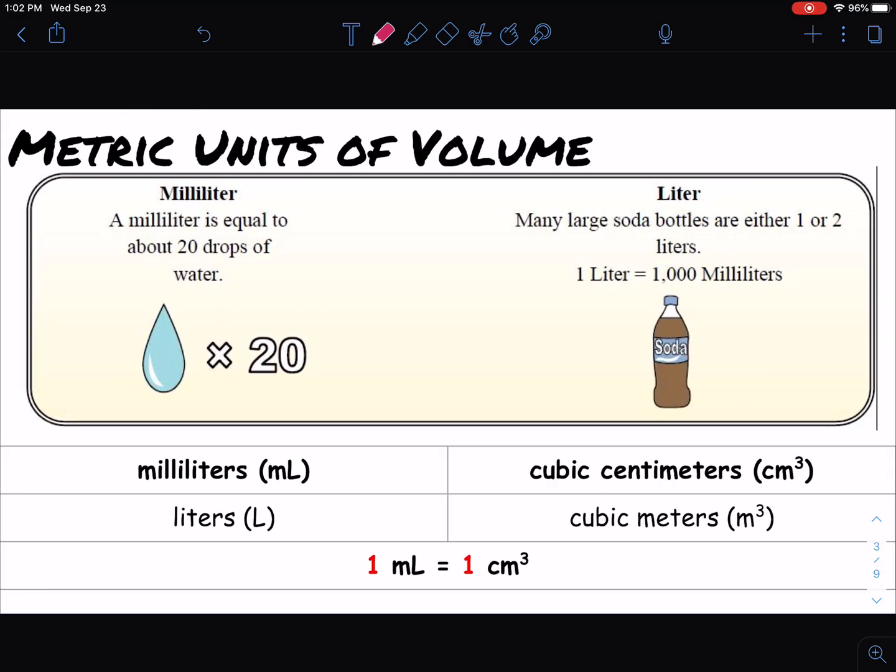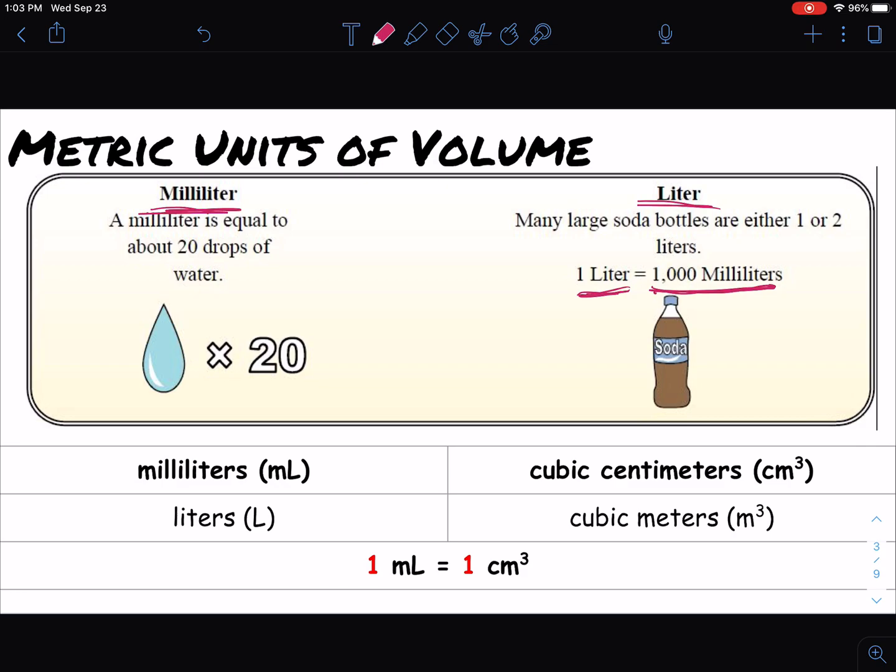But looking at this first, we're looking at metric units of volume. Again, for the liquids, we're looking at milliliters and liters. Milliliters are pretty tiny. Only about 20 drops of water are in every milliliter, so it's not really that much. Liters you're used to buying because that's how you would buy your soda down at the store. You can buy it in liter bottles, 2 liter bottles, and a liter always has 1,000 milliliters. 1 liter has 1,000 milliliters.